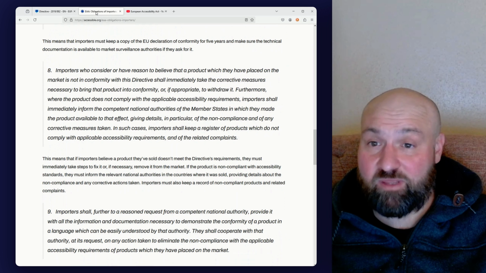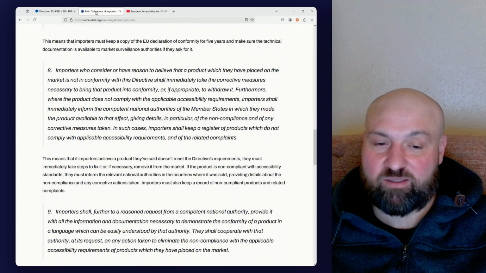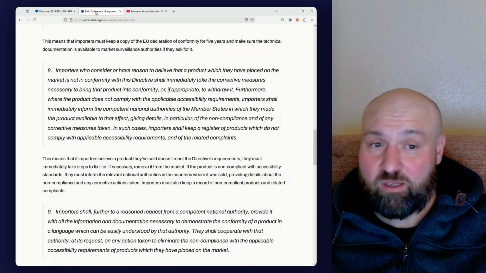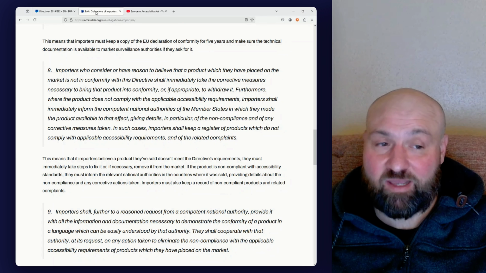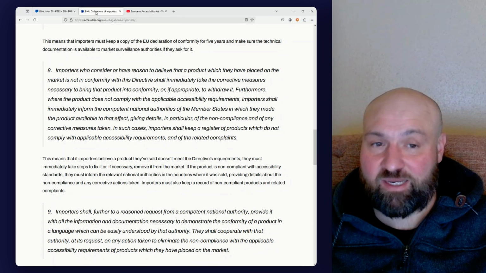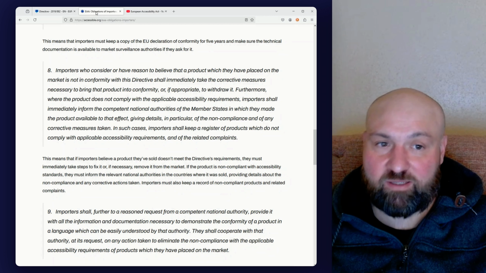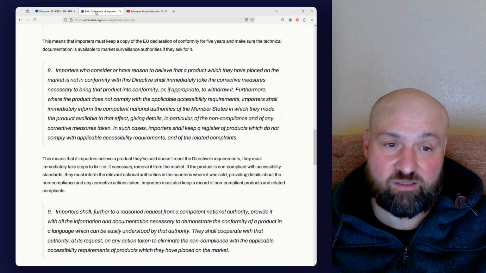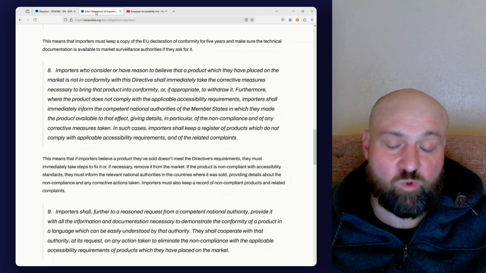So here's another example of where the member state's discretion comes into play, because you might be thinking, well, how do the importers know when they have reason to believe that a product may or may not be in compliance with these requirements that are set out in the EAA? So that's where the member state would come in and decide how that's carried out. But the end effect here is we want to make sure that if there are any products that the importers have reason to believe are not in conformity, that they take corrective measures to bring the product in conformity, or if appropriate, withdraw it, and then also alert the surveillance authorities. So that's what obligation 8 is getting at.